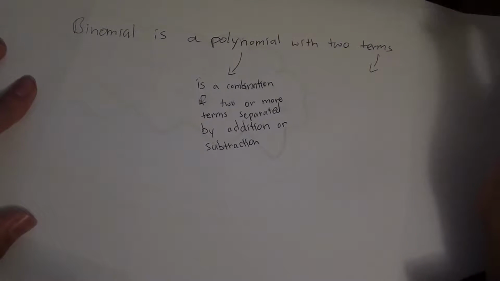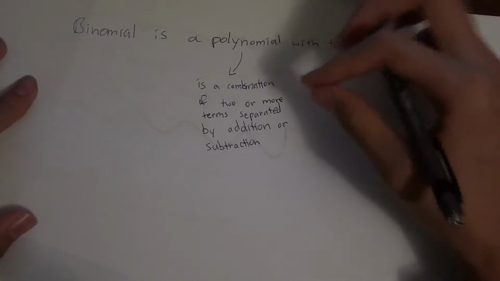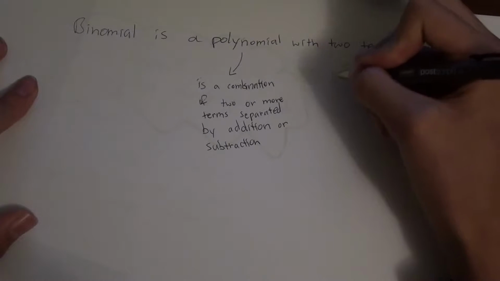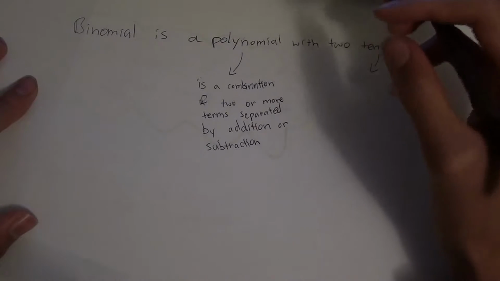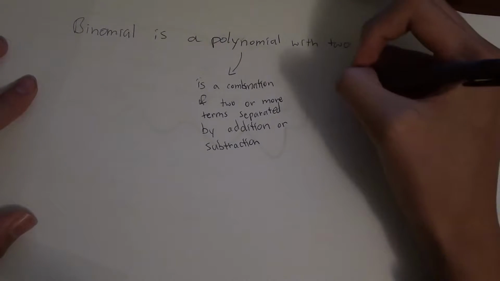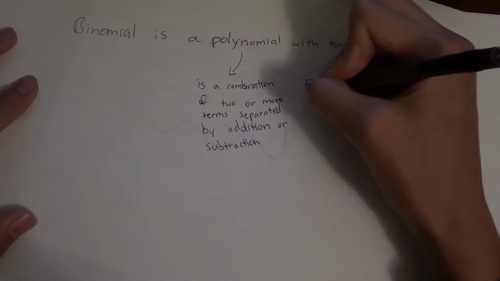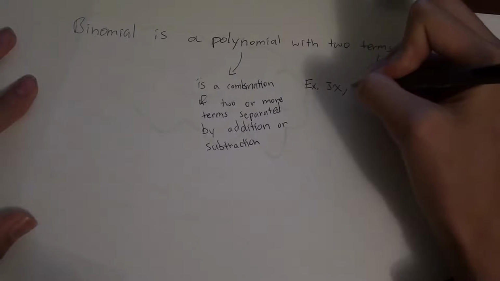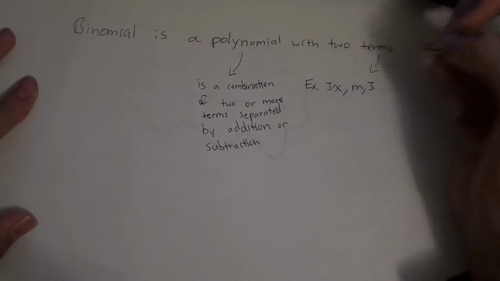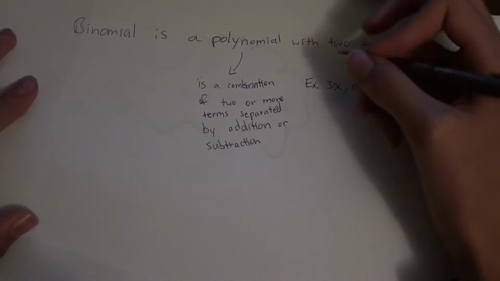A term is any arithmetic term or expression in which the variables or constants are separated by multiplication or division. For example, a term would be 3x, or m would also be a term, or just 3 by itself, that would also be a term, and so forth.